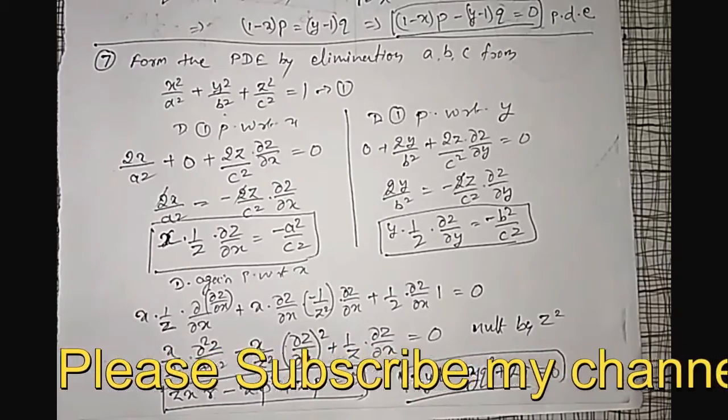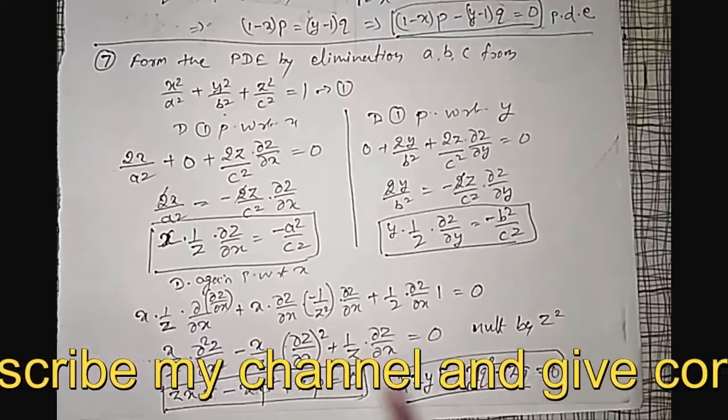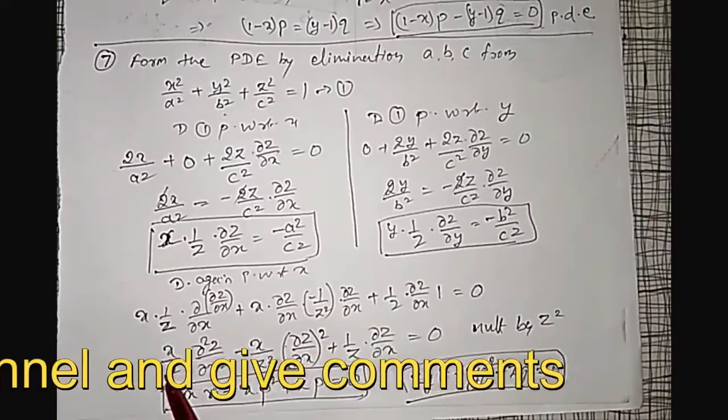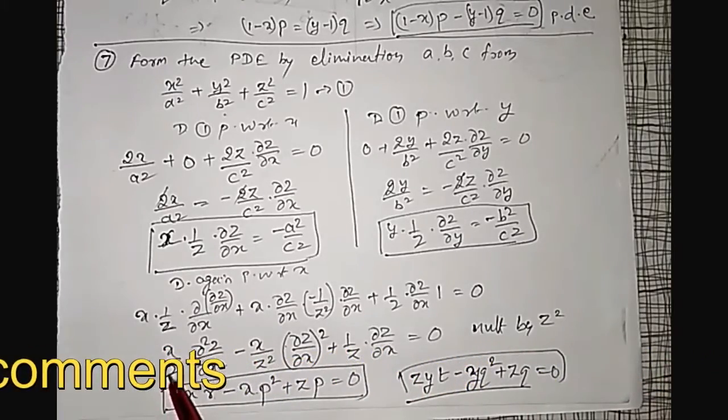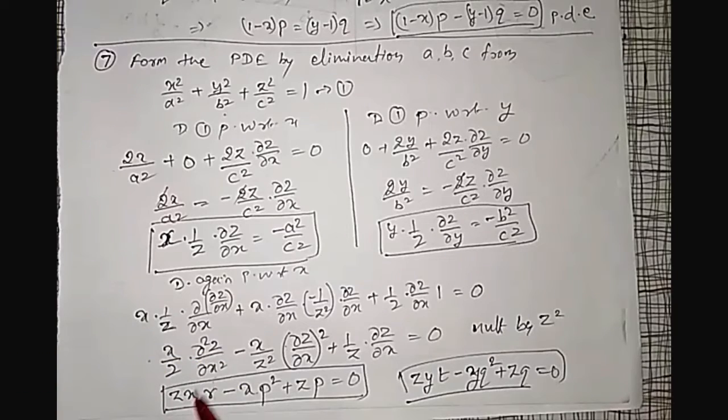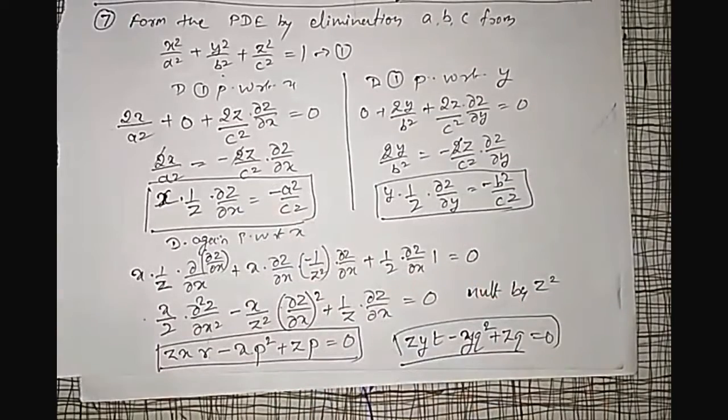In this form also you can keep it, or to eliminate the z in the denominators, multiplying throughout by z square, I will get z into x into dou square z by dou x square, which is nothing but r, minus x into dou z by dou x, which is p, squared, and 1 by z becomes z into p. This is the required partial differential equation.